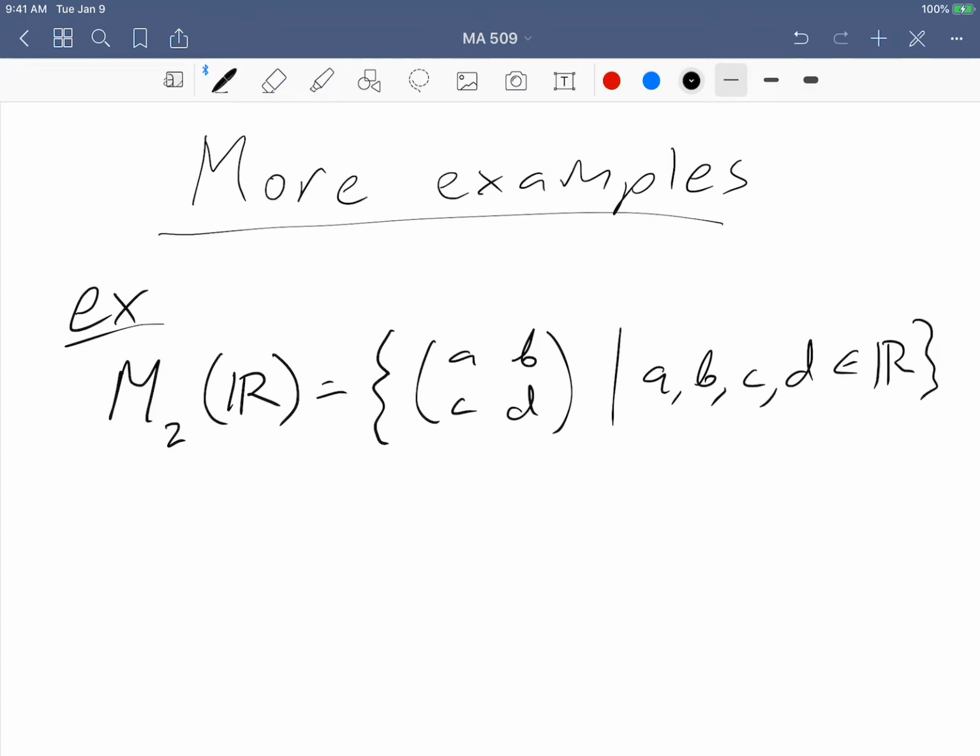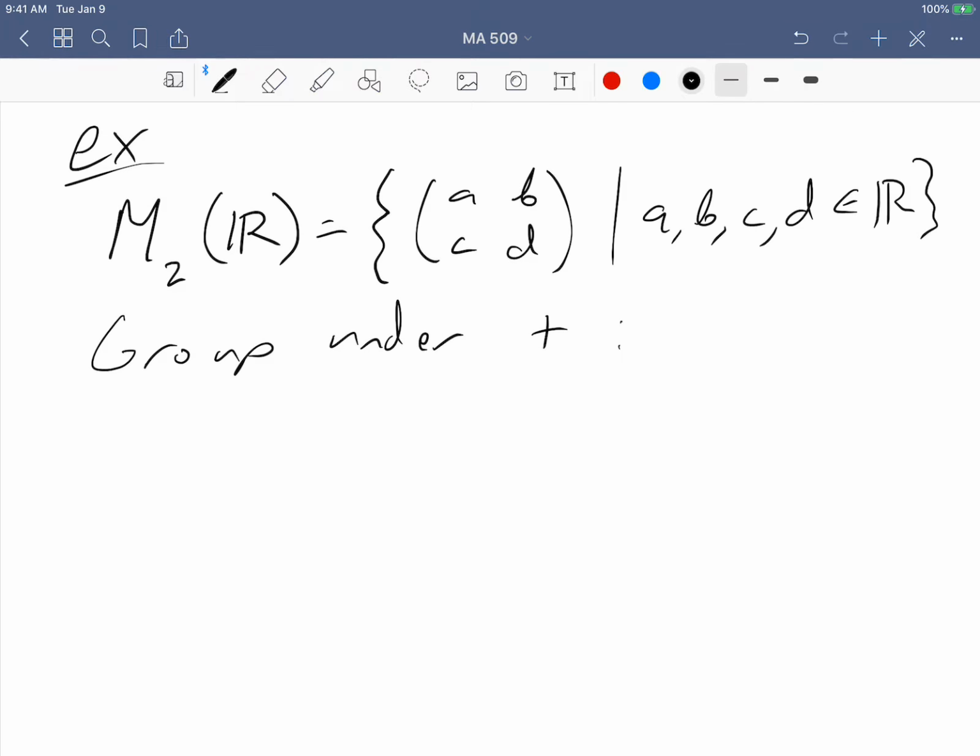So the 2 refers to the dimensions, it's 2 by 2, and the R there means the entries are all real numbers. So we have this 2 by 2 matrix with real numbers, the set of all of those. All right, this is a group under addition. And let's go through those properties and check and just see that they all work.